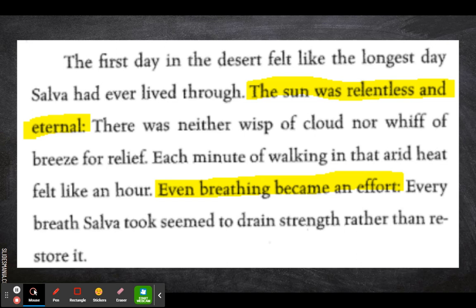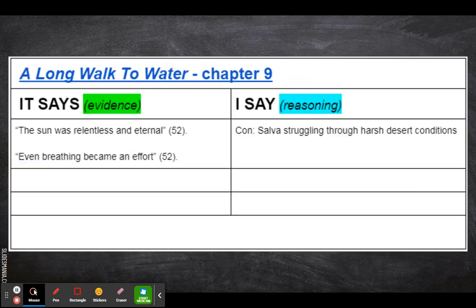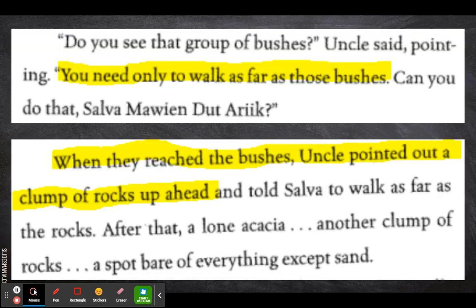We see a conflict. This is a big problem. Salva's trying to get through the desert and he's struggling. You see my note here. My evidence is on the left. My note is on the right. Conflict. Salva struggling through harsh desert conditions.